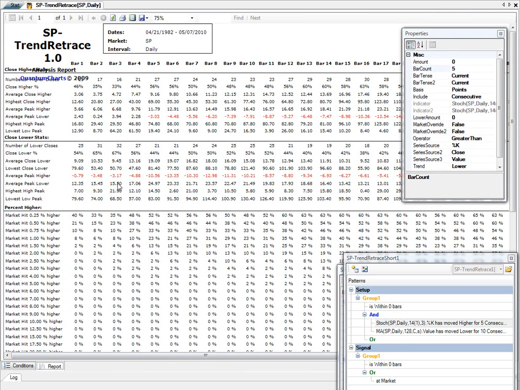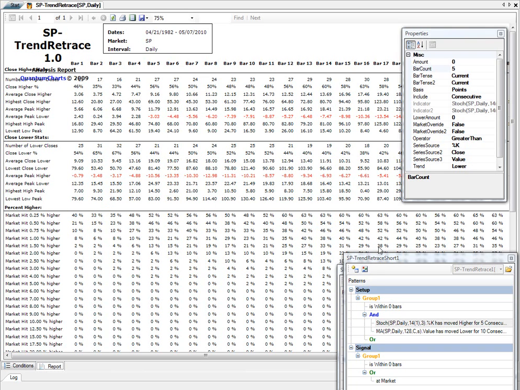Here's a report on all of the occurrences. By the time you get to bar 2, 65% of the time the market moved down by 10.5 points. 35% of the time it moved up by less than 4 points. So here we have a great system that works basically equally on the buy side as the sell side.